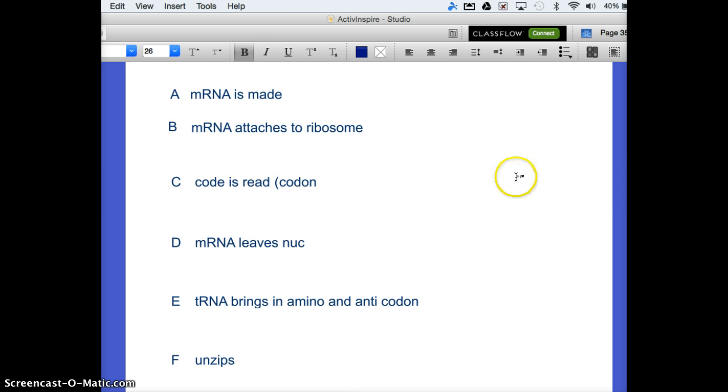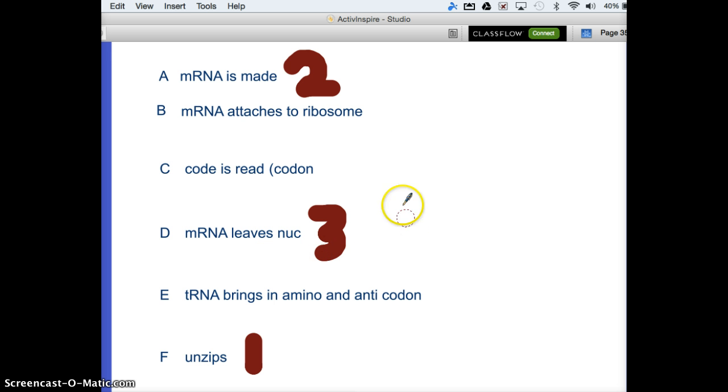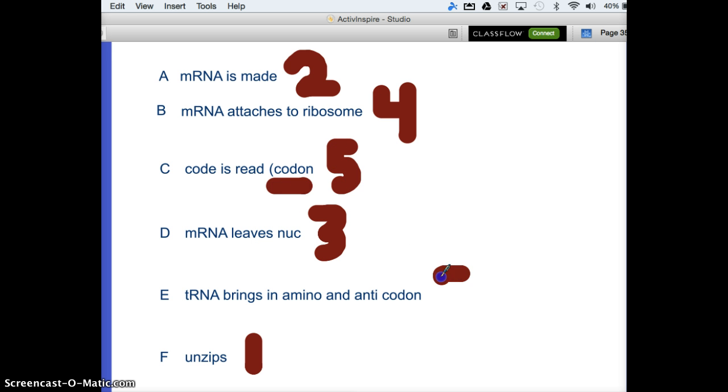I think this question said put these in order. So we're going to go with: unzips. mRNA is made. mRNA leaves the nucleus. mRNA attaches to a ribosome. The code is read every 3 letters, and they're called a codon, and tRNA brings the anticodon. Sorry, that would be a 6.